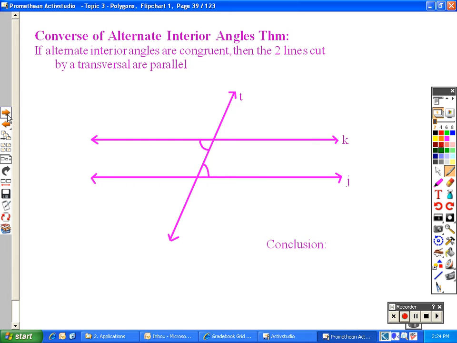All right, that wasn't the only postulate we learned. We learned about alternate interior angles, and alternate interior angles are supposed to be congruent as well. So if we have lines K and J, and this angle and this angle are congruent, and they are a pair of alternate interior angles, then the 2 lines must be parallel. So that makes line K parallel to line J.